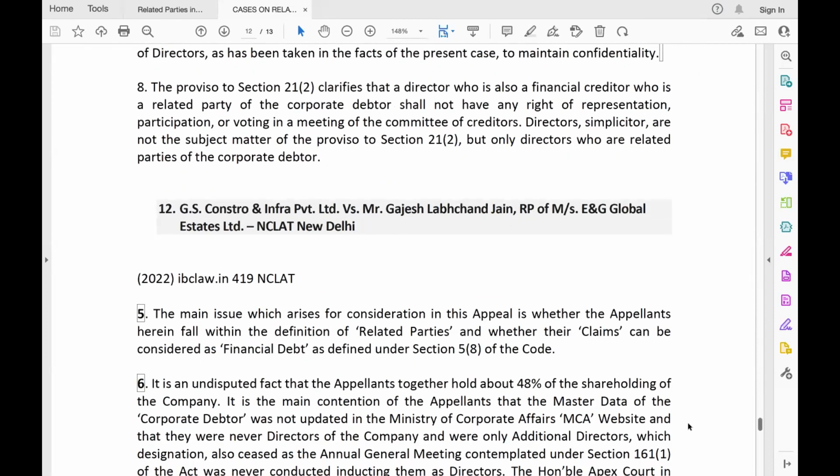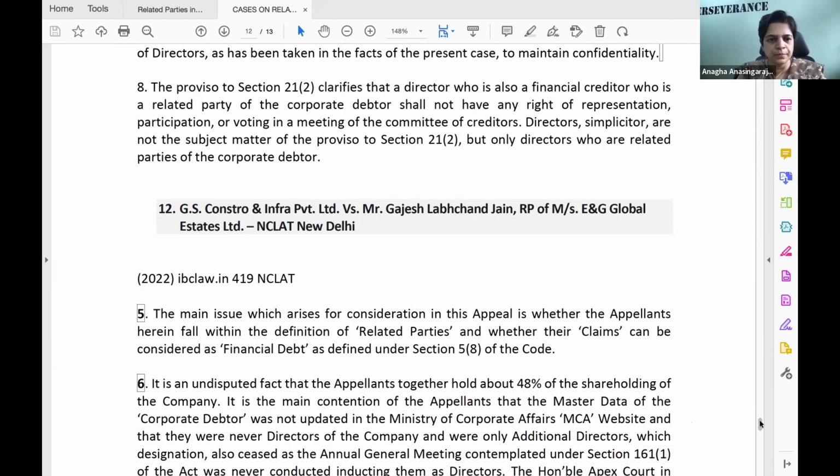The object, according to you, is that they get eligible if they want to challenge anything in the resolution plan. They can challenge it. That is one. And then they have so much interest in the corporate debtor. They have been managing the corporate debtor. Their personal guarantees also may be involved. So they have a right, as a principle of natural justice, to get a copy of the resolution plan.